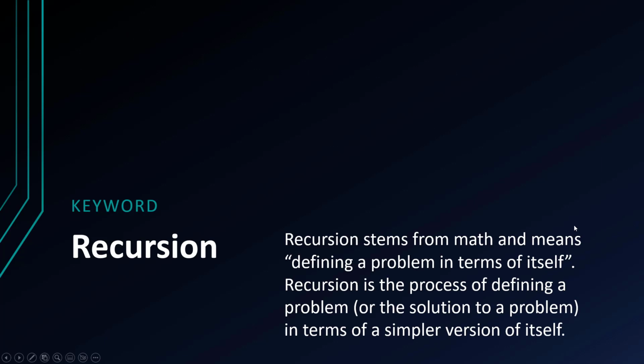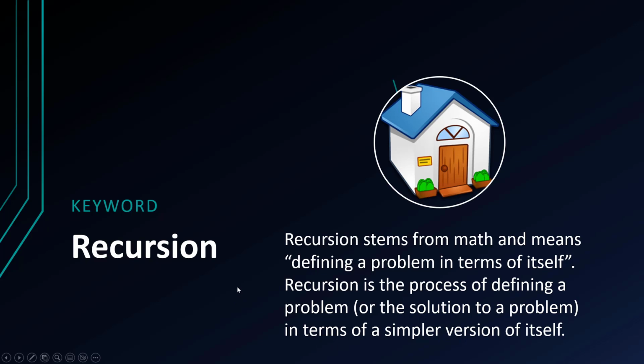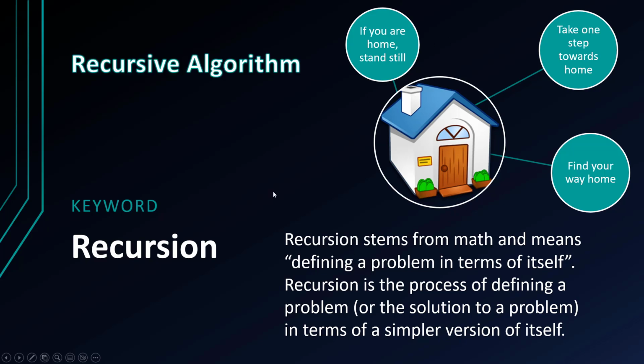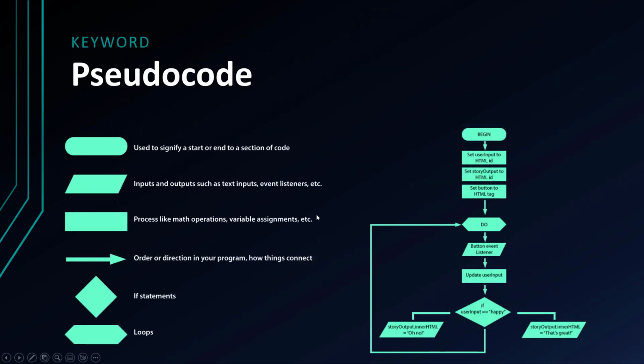Concept of recursion: it stems from math and it means defining a problem in terms of itself. Recursion is the process of defining a problem or the solution to a problem in terms of a simpler version of itself. If you are home, stand still. If you're not at home, take one step towards home, then find your way home. So this is kind of like a concept of a recursive algorithm. There are also recursive functions.